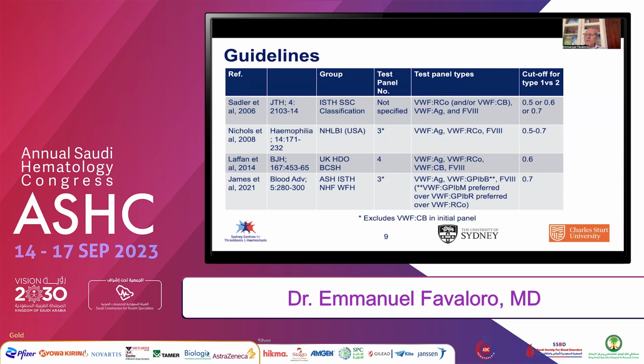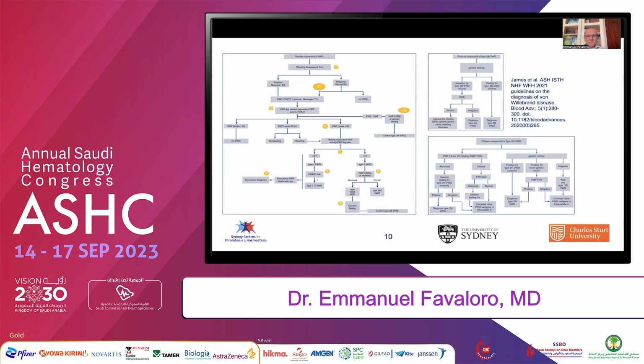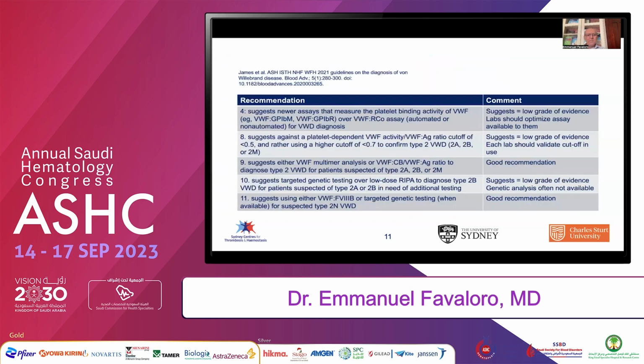The guidelines also differ in terms of the cutoff for type 1 versus type 2, being 0.5, 0.6, or 0.7. And they also differ in terms of the test panels that are recommended by those guidelines. And I'll briefly talk about, in particular, the latest guidelines. So the latest guidelines actually have an algorithm which they proposed that laboratories use. I won't talk about this algorithm. We don't particularly follow this algorithm because we use a 4-test panel, not a 3-test panel. And I'll talk a little bit about that as well.